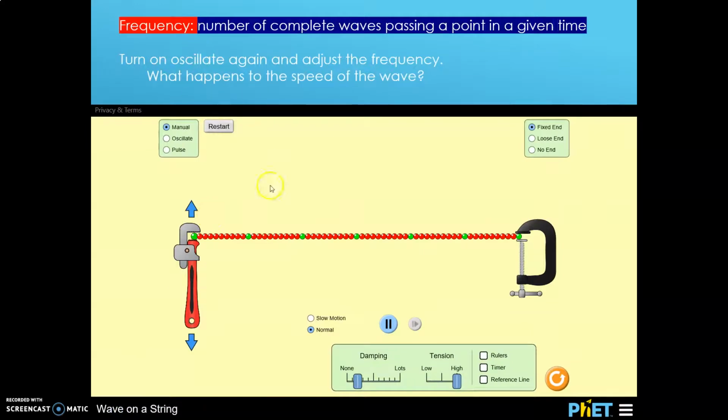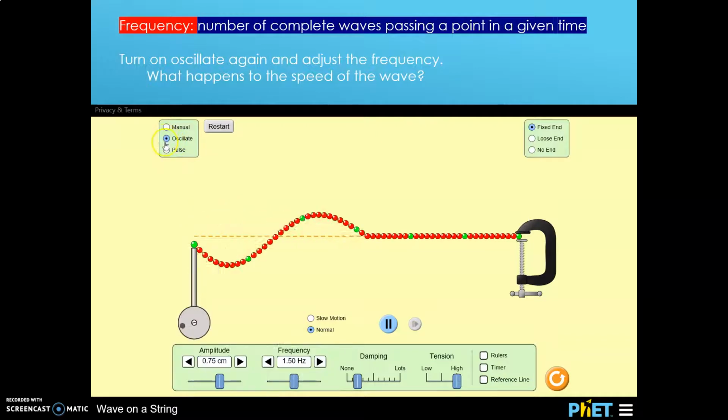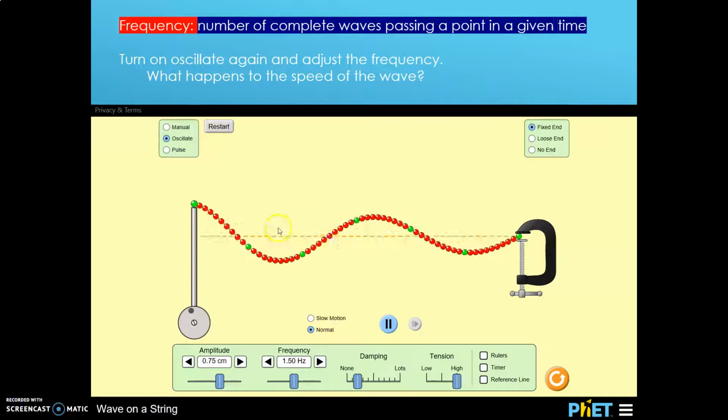So the last thing I'm going to ask you to look at this week, I know it's a lot of terms, but that's why I'm giving you some time, is called frequency. And this is the number of complete waves passing a point in a given amount of time. So let's turn on oscillate. So here we have a transverse wave. So, the number of complete waves passing a point in a given time.